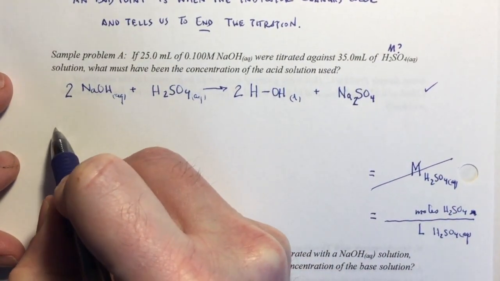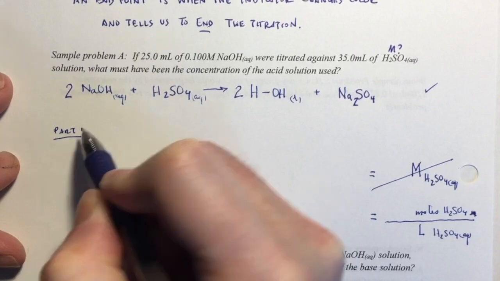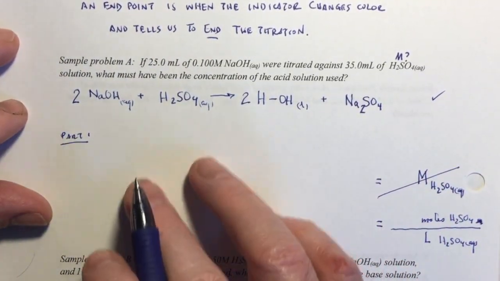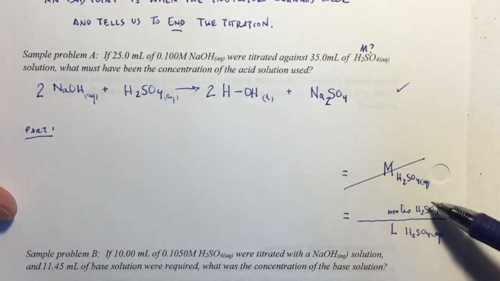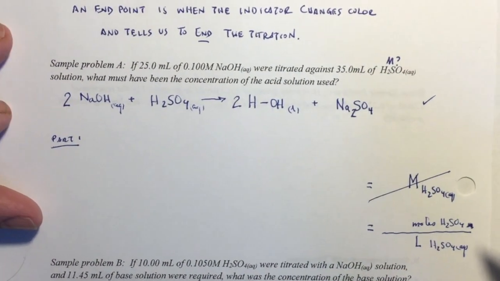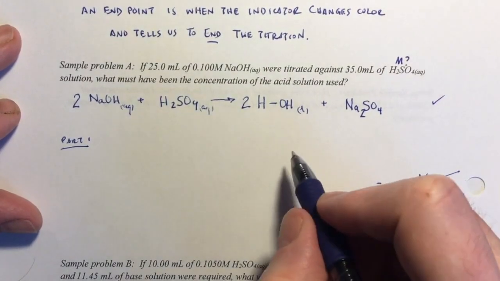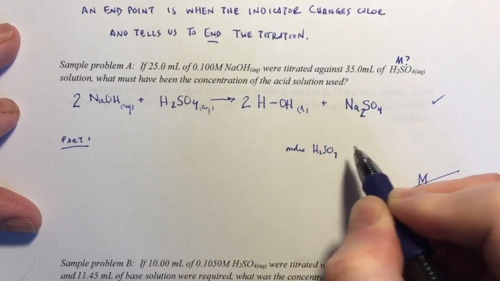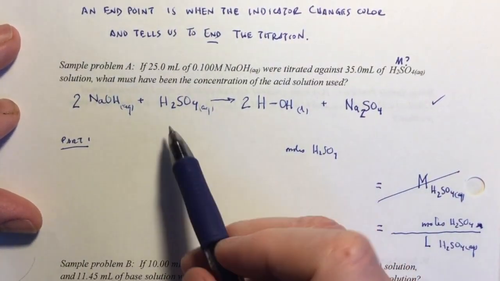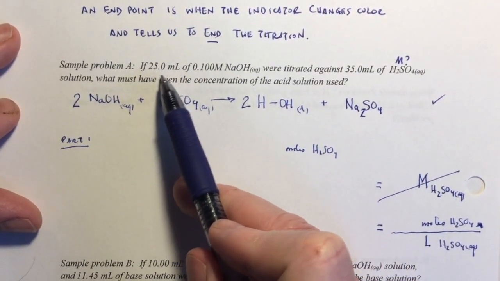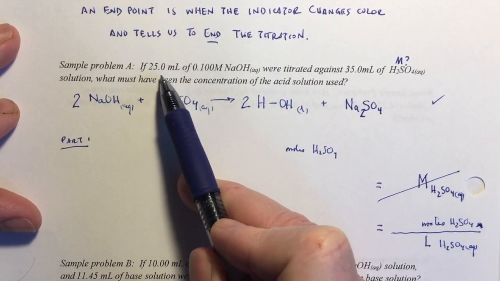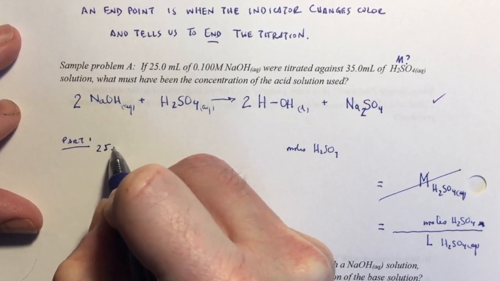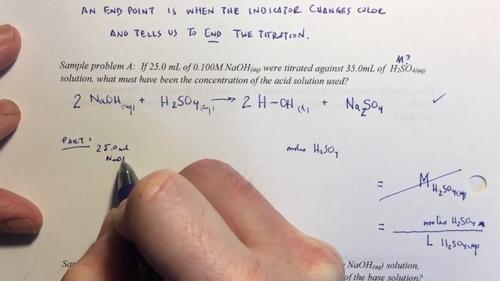So part one. This is not a limiting reactant problem. I'm just doing two separate calculations so I can get the information to plug in to that fraction. So part one, I want the moles of H2SO4. And I'm going to start with my other reagent, the quantity of my other reagent. So 25.0 milliliters of NaOH.